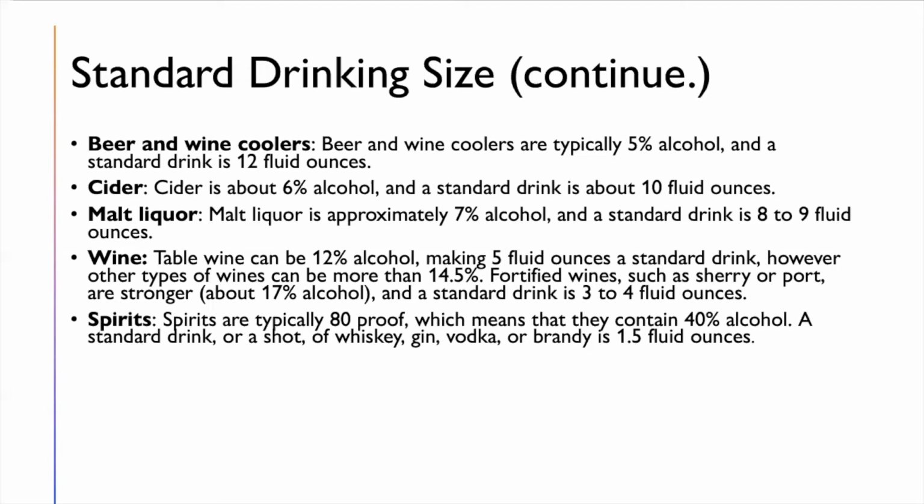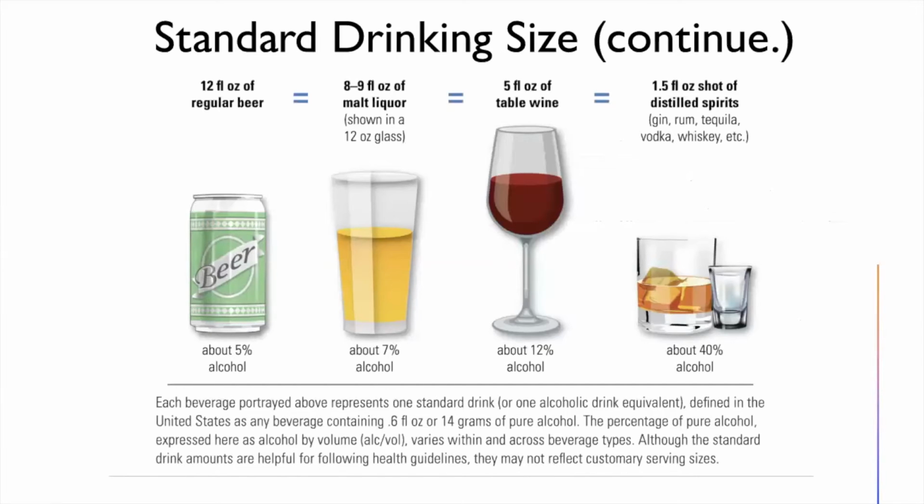However, other types of wines can be more than 14.5%. Fortified wines such as sherry or port are stronger, about 17% alcohol, and a standard drink is 3 to 4 fluid ounces. Spirits are typically 80 proof, which means that they contain 40% alcohol. A standard drink or a shot of whiskey, gin, vodka, or brandy is 1.5 fluid ounces. Here is a picture of different drinks with their standard drink sizes.